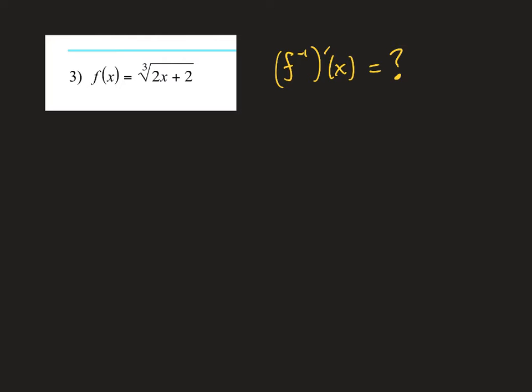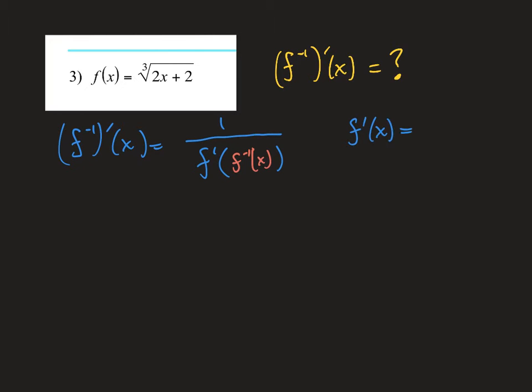When we're using the formula, remember that the formula for the derivative of an inverse function is 1 over f prime of f inverse of x. So this is the formula we're going to work off. And to do this, we need two things. We need f prime of x, which I'll do right here, and that will be the derivative of this thing.